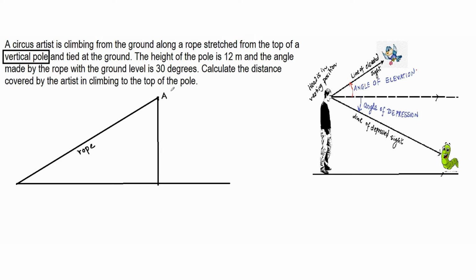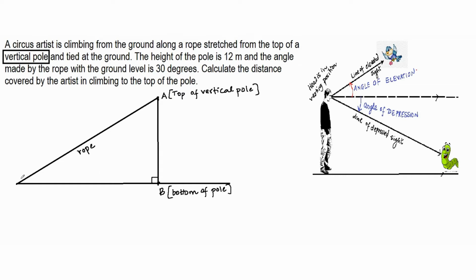This is the point A. Point A is the top of the vertical pole. And point B is the point on the ground. So I know that the pole is vertical, so there's a 90 degrees here. This is the bottom of the pole.